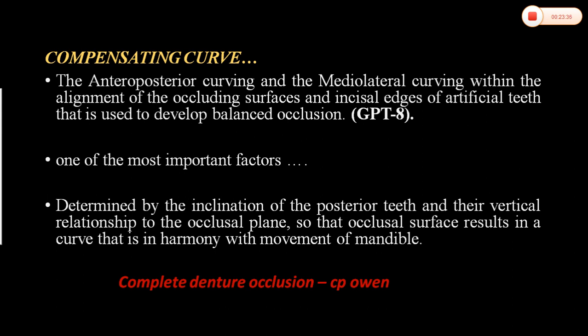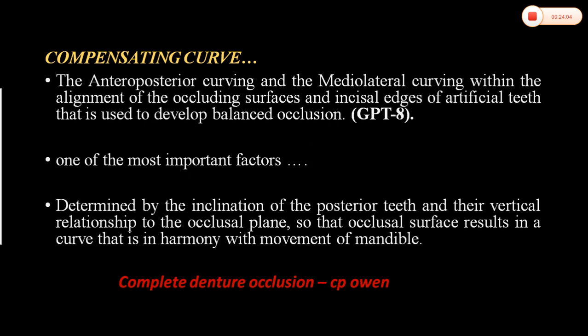These curves have to be established in the posterior teeth to develop balanced occlusion. This is one of the most important factors. It is determined by the inclination of posterior teeth and their vertical relation to the occlusal plane. So when we are setting the teeth, maxillary teeth we place slightly buccal. Mandibular posterior teeth we place slightly lingual. Lingual tilt will be given.